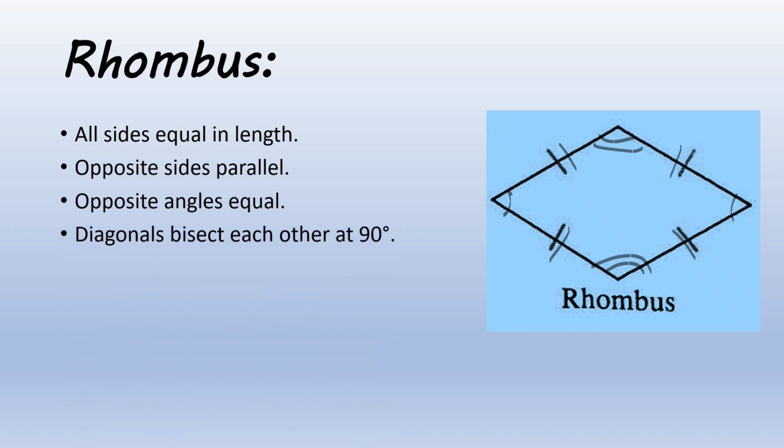Now next we have diagonals bisect each other at 90 degrees. So if I draw a diagonal, they will meet at a 90-degree angle. Okay, and the diagonals bisect angles, which means they divide angles into two equal parts. Now let's see the next one with us, that is a kite.